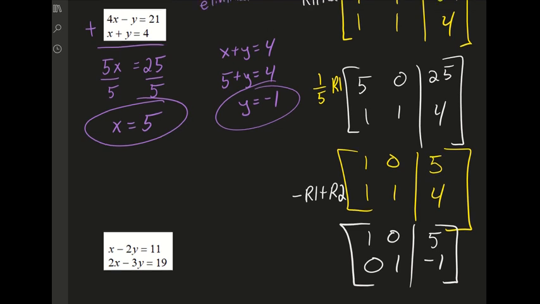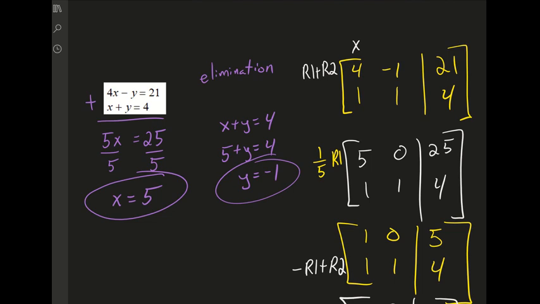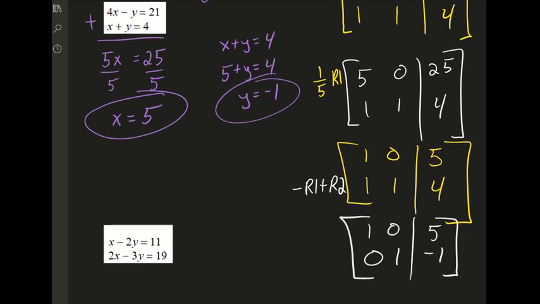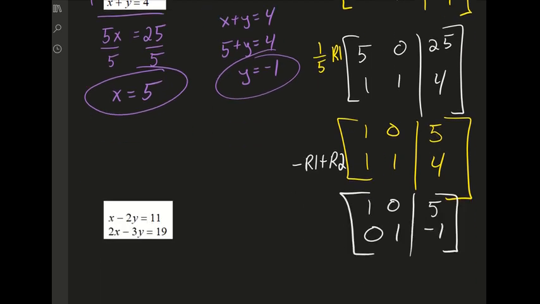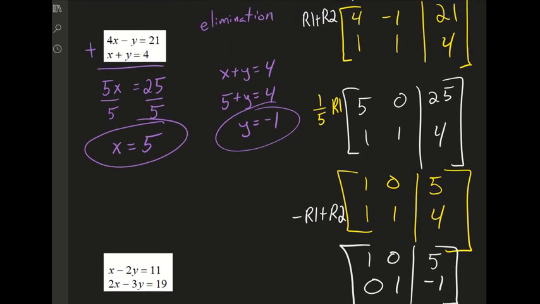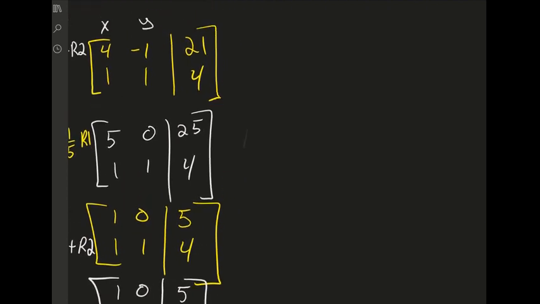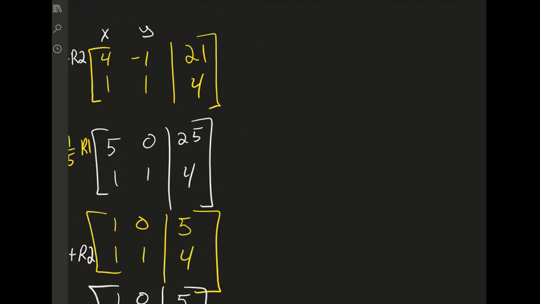Because our coefficients in the first column are our x coefficients and our second column are our y coefficients, we have new equations here. Our first column is our x's, so we have 1x plus 0y equals 5 for our first row. Our second row, 0x plus 1y equals negative 1, and that matches up with what we found when we solved it with elimination. Now, the other method we can use is by taking inverse matrices.